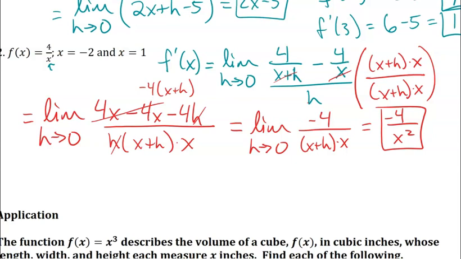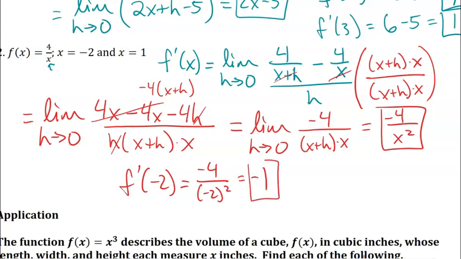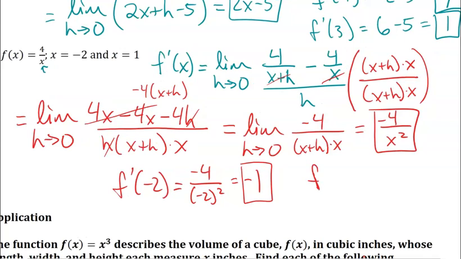Okay? And then the last part, I'm plugging negative 2 and 1 into that. So f prime of negative 2 equals negative 4 over negative 2 squared, which is negative 4 over positive 4, so negative 1. And then f prime of 1 is negative 4 over 1 squared, which is just negative 4.